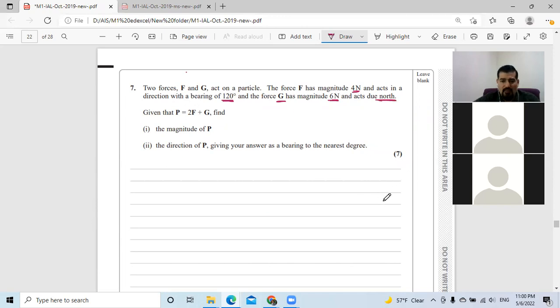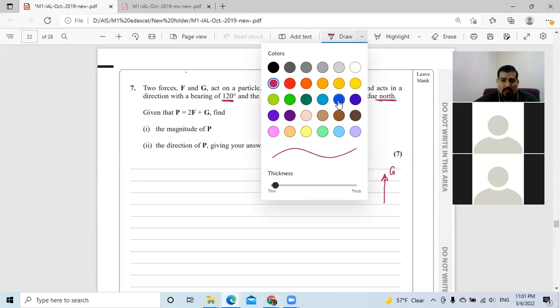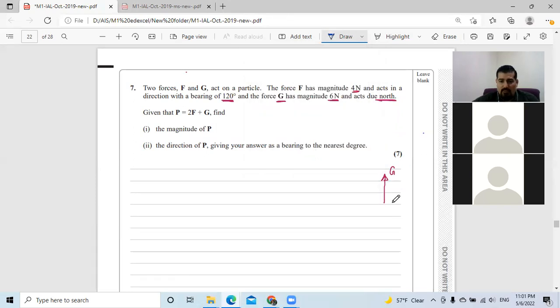Now again, G acts to the north, and the other force, F, is at a bearing of 120 in this direction, like this. This angle is 120. This is the force F. That's the direction of G and F. G is 6 Newton, and F is 4 Newton. Now what do they ask here?